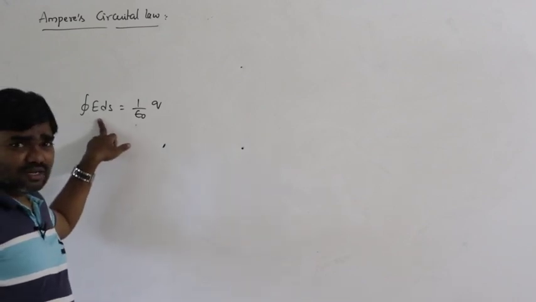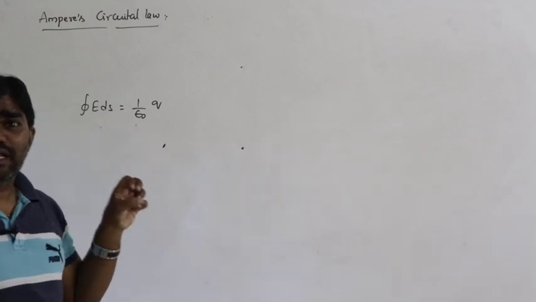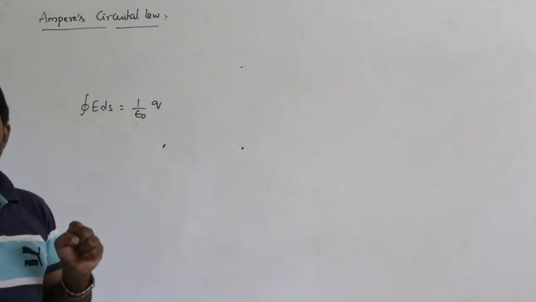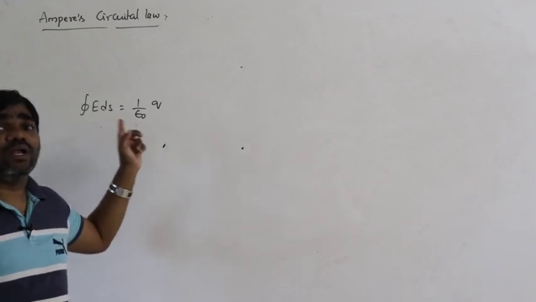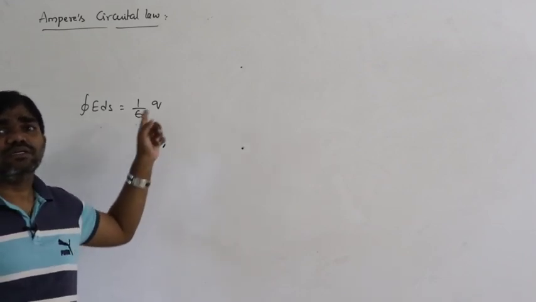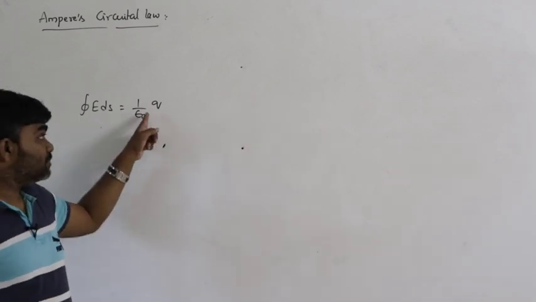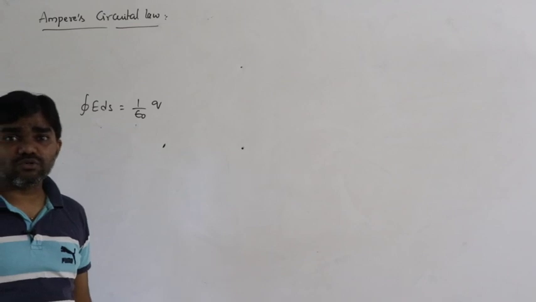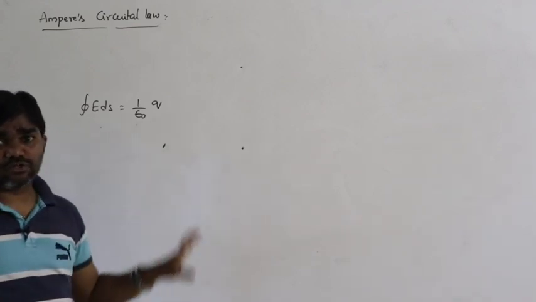Integral of E.dS is the electric flux. The total electric flux through any closed surface is equal to 1 by epsilon naught times the net charge enclosed in the surface. So that is called Gauss law in electrostatics.